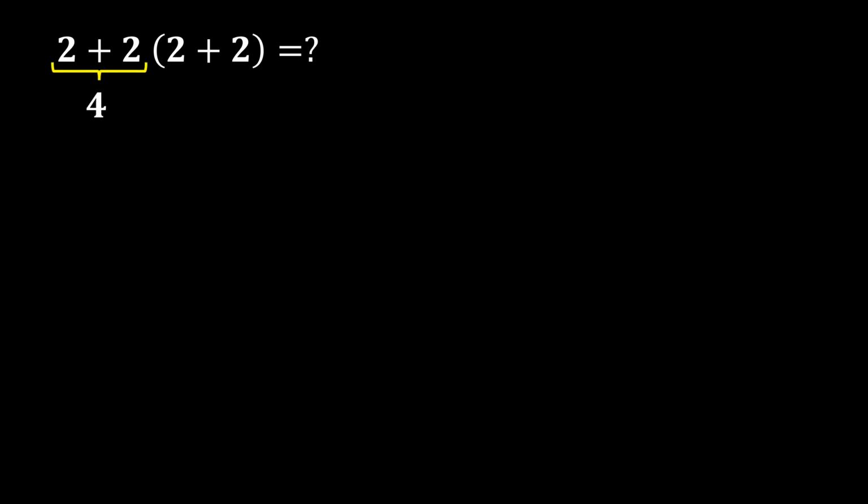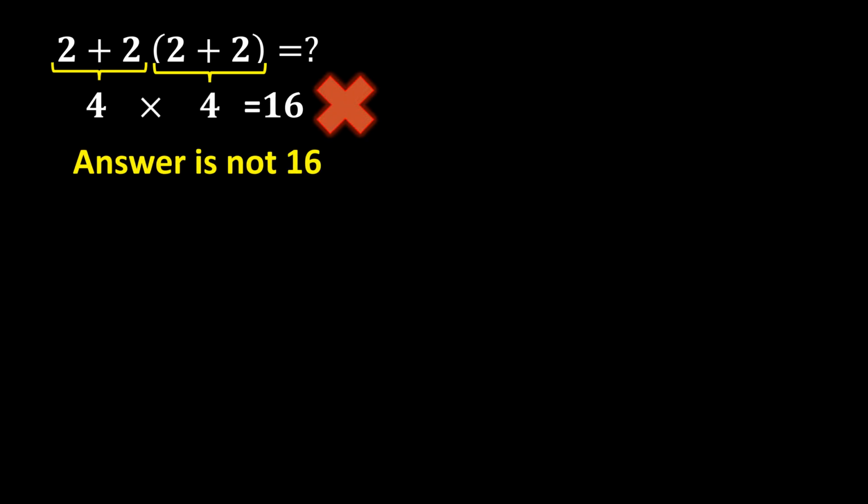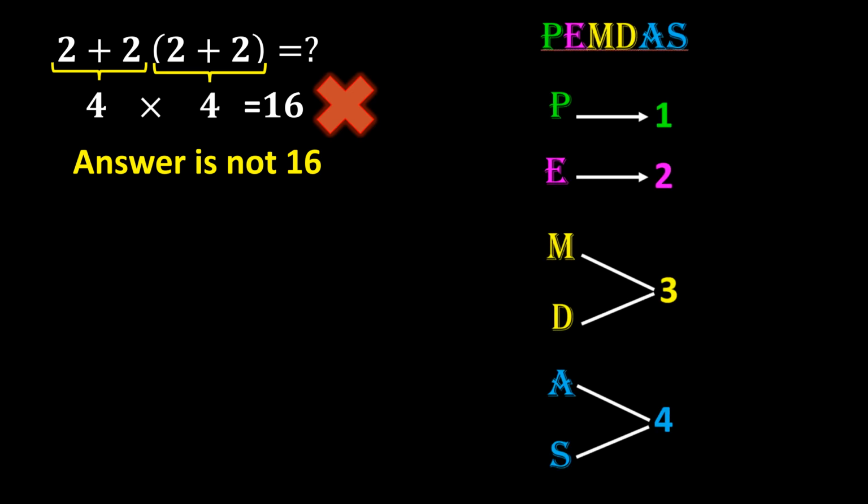2 plus 2 equals 4, and again, 2 plus 2 equals 4, and the product of 4 times 4 is 16. But this answer is wrong, because we didn't pay attention to the PEMDAS rule. PEMDAS is a rule I use to know what part of a math expression to solve first. It helps me do calculations in the right order so the answer doesn't get mixed up.